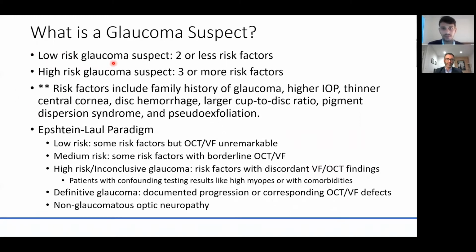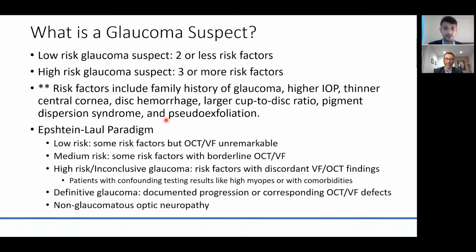So low-risk glaucoma suspects and high-risk glaucoma suspects, this is really based on sort of Medicare, CMS rules, and this is how we bill things. So anything with 2 or less risk factors is going to be a low risk, and anything 3 or more is a high risk. Now, the important thing is that risk factors only include these things here. So it's not that long list that I was talking about before.